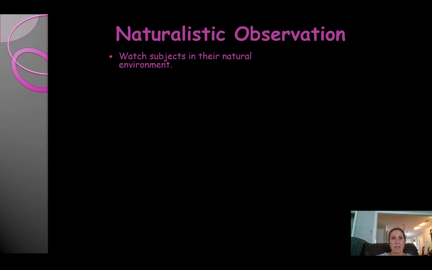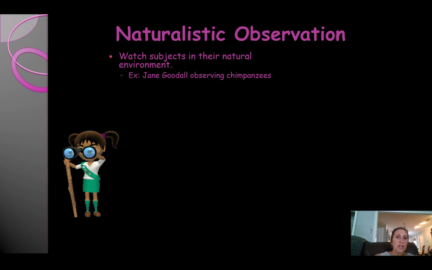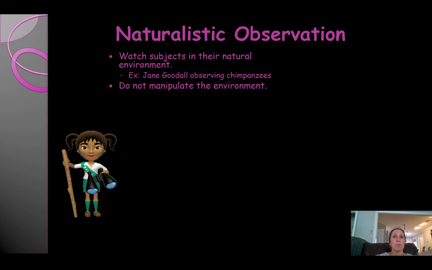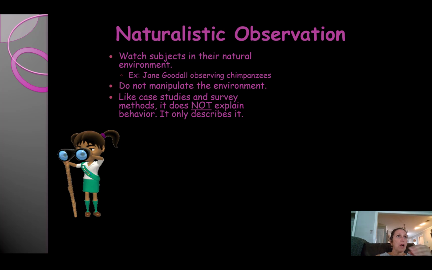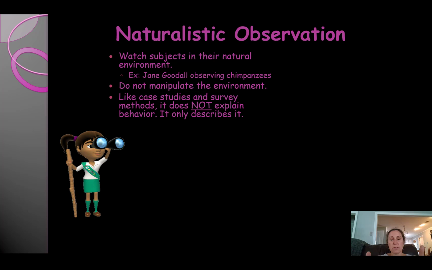All right, naturalistic observation. This is when you watch subjects in their natural environment. Okay, so we had Jane Goodall, and she went out and watched chimpanzees. You don't manipulate the environment. You are just an observer. Okay, we are not explaining behavior. We are saying things like, the male gorilla climbs up a tree. The male gorilla peels a banana with only his index finger and his thumb. It is all just facts, observations of what is happening in the moment in front of you.